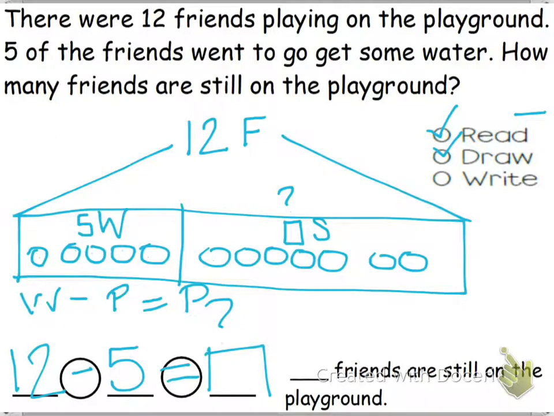1, 2, 3, 4, 5, 6, 7. There is 7 that is left. So blank friends are still on the playground. How many are still on the playground? It is 7 friends that are still on the playground. I want you to give yourself a thumbs up if you got this correct. If not, that's okay. Just make sure we're going to do this next one, and you can try again.